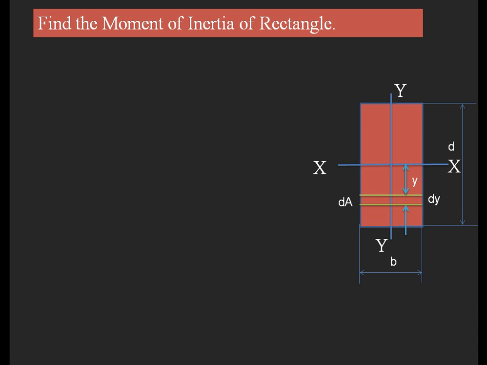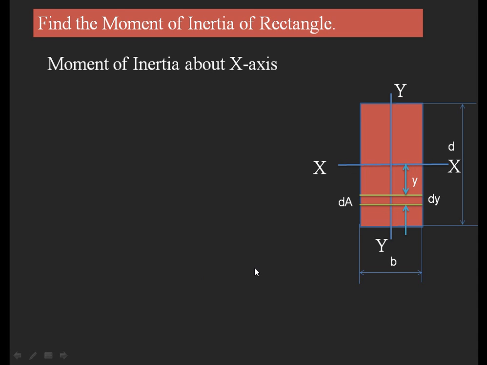Initially we'll be assuming a small elemental area. For this elemental area, we first try to find the moment of inertia, then we find the moment of inertia for the entire body. For that purpose, I have taken a small elemental area dA of height dy, which is at a distance of y from the x axis. First I would like to find the moment of inertia about the x axis, because this area we have assumed with respect to the x axis only.